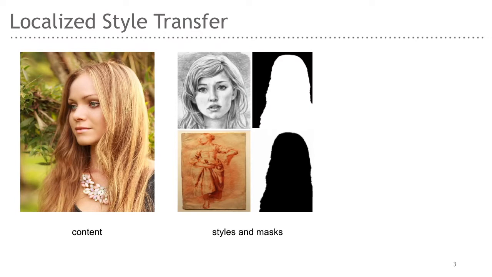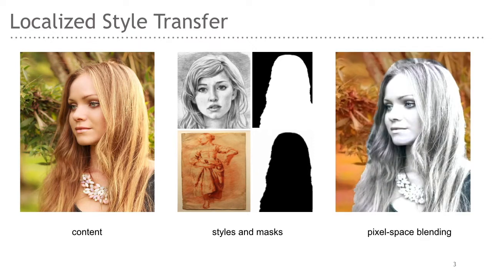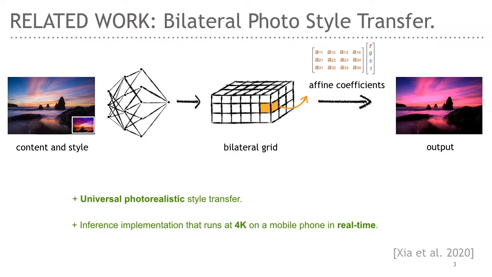We first aim to transfer the style from a set of images to two different local regions that we call foreground and background. Blending in the pixel space results in unnatural object boundary due to the hard edge in the mask. Our network architecture builds upon the work of bilateral photo style transfer, which learns local edge-aware affine transforms from low-resolution content and style inputs, with the result sliced out from a compact transfer representation at the full resolution.